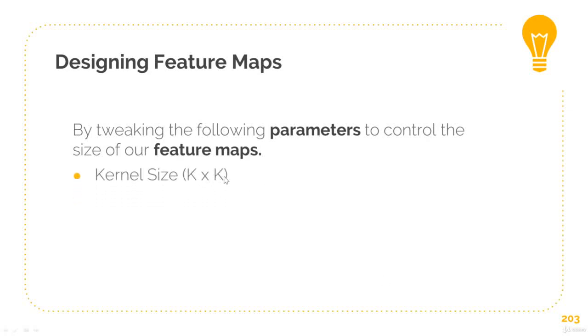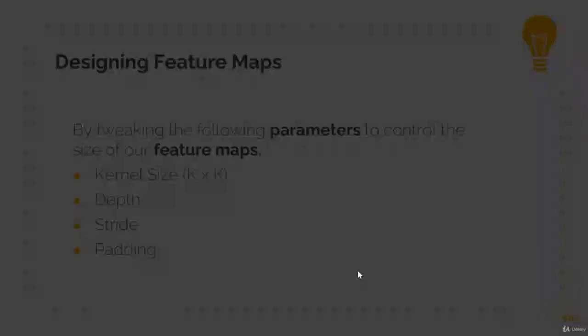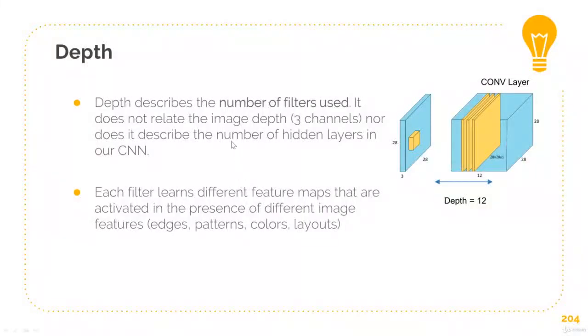Well, clearly we can easily just adjust the kernel size. So instead of 3x3, we can do 5x5, 7x7. We can change the depth of those filters, and I'll explain what depth is just now. We can change the stride and padding. So let's talk about depth first of all. Now depth is not referring to the color depth here where it's 3 RGB colors. Depth refers to the number of filters we use.